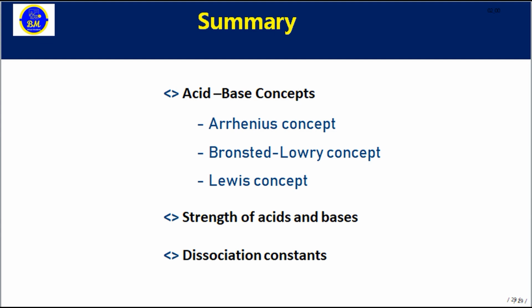And the second one is the strengths of acids and bases. Based on pH and pOH, the acid dissociation constant and base dissociation constant, and the self-ionization of water, you can judge whether the given acid or base is either strong or weak. And the other important concept is dissociation constants, especially for acids.